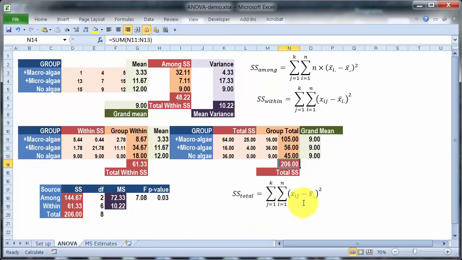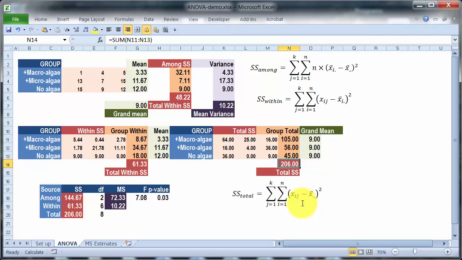So total sum of squares is really just every observation, take away the grand mean, square that, and add it up for all the data. The reason we square it is to make all the numbers positive. If we didn't, it would not matter what the data were, sum of squares total would always come out to be 0.